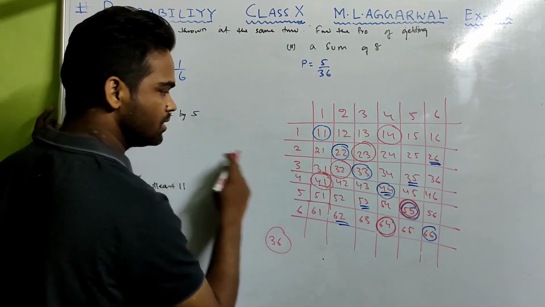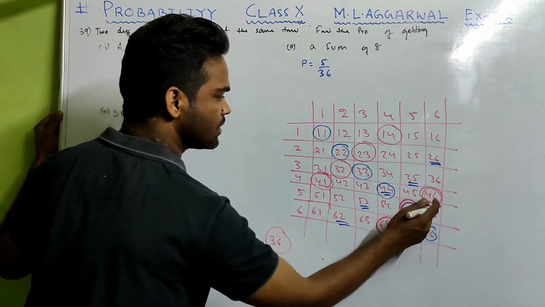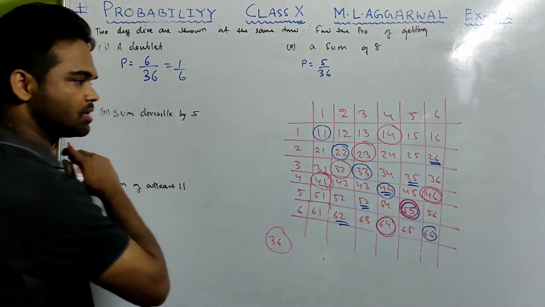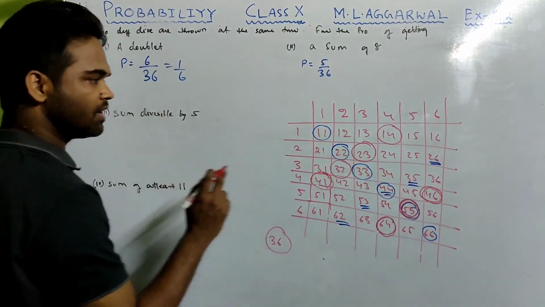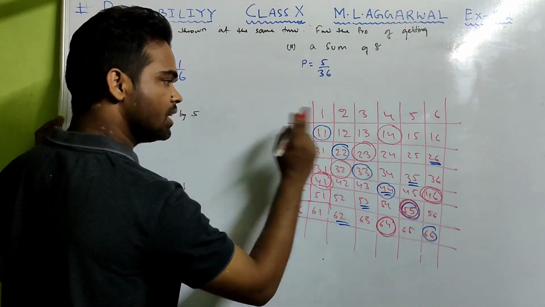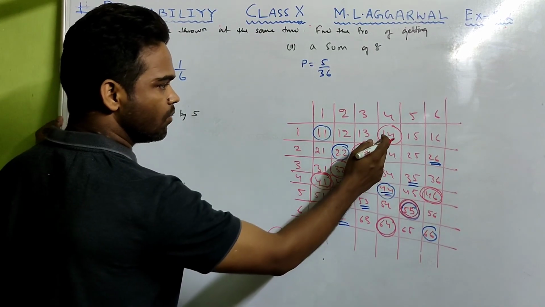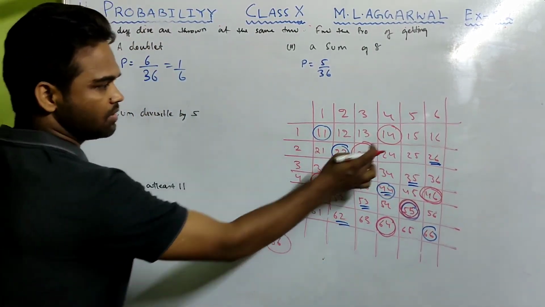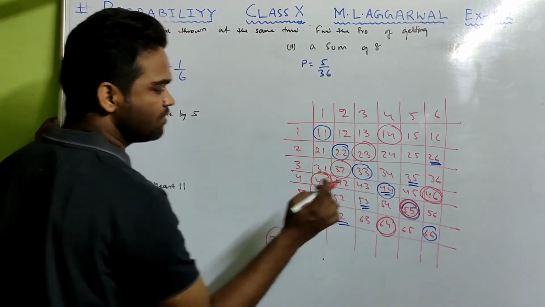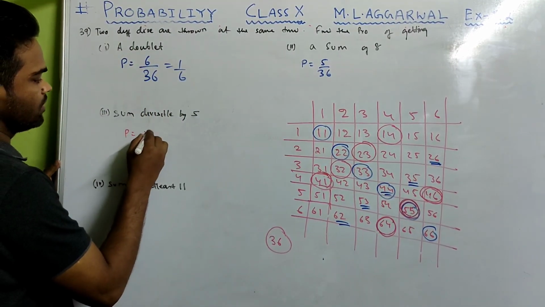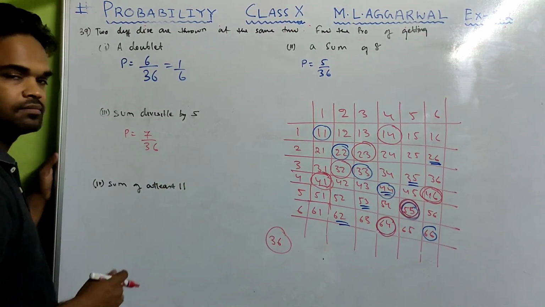6 plus 4 is 10, again divisible by 5. 3 plus 2, 5. It is divisible by 5. 2 plus 3, 5. Divisible by 5. 1 plus 4 is 5. So how many? 1, 2, 3, 4, 5, 6, 7 numbers. So probability will be 7 by 36.